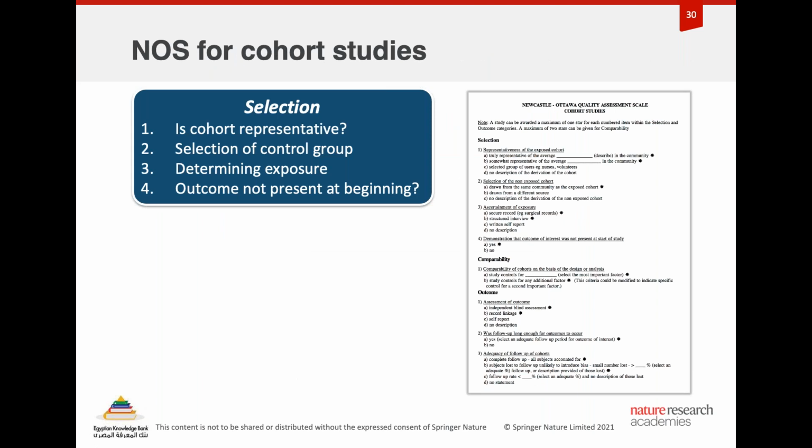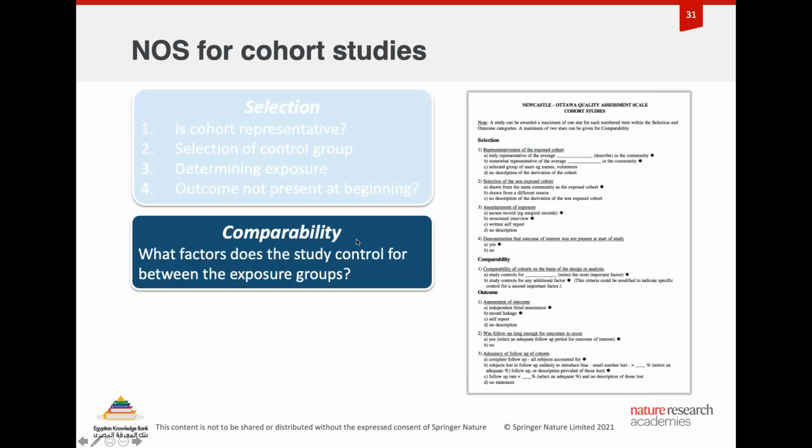So here's the Newcastle-Ottawa scale for the cohort studies. For selection, you're asking, is the cohort going to be representative? What was the selection of the control group? Does that look like it's appropriate? How do they determine their exposures? And was the outcome not present at the beginning, as it shouldn't be, right? You fix the exposures and evaluate your outcomes later on.